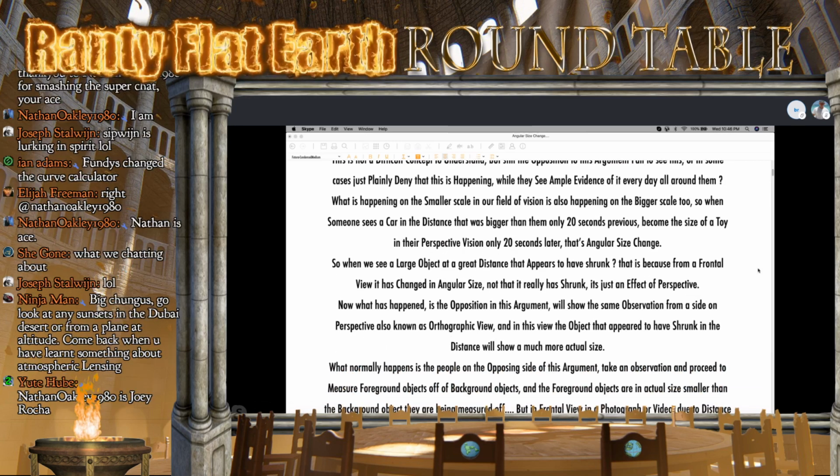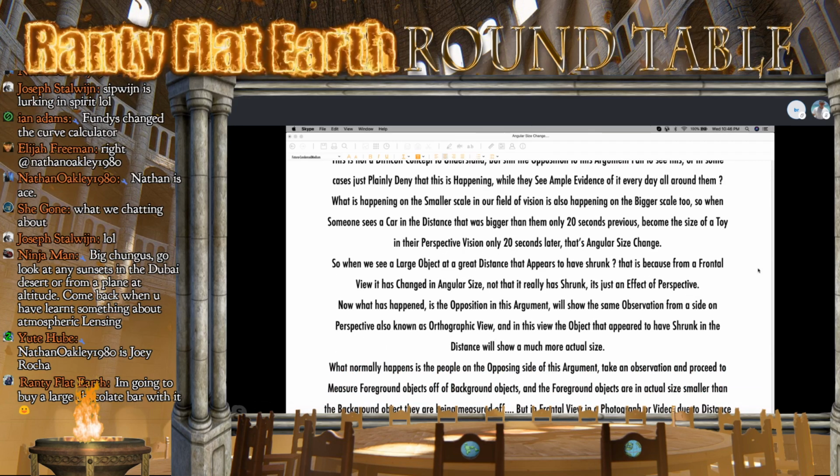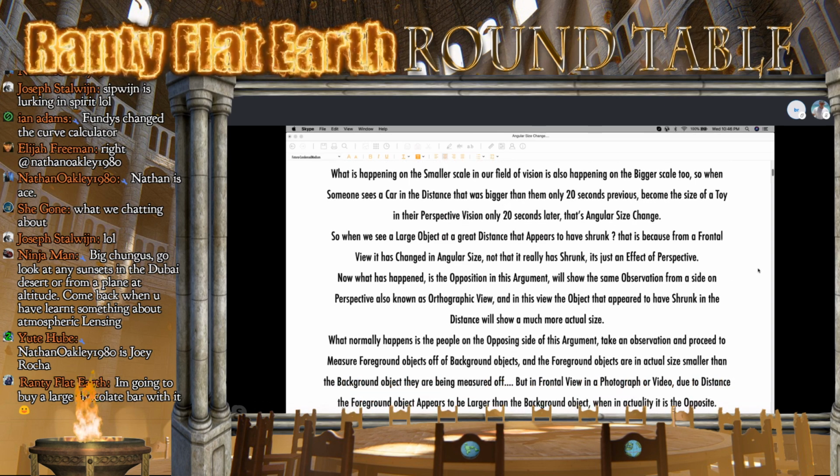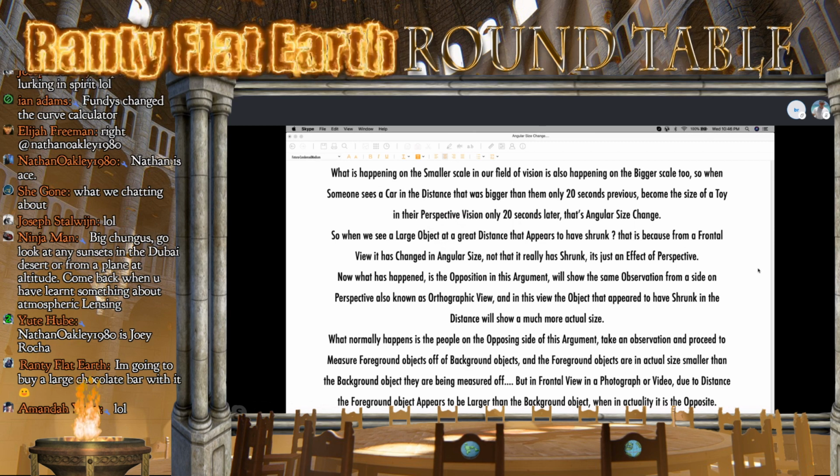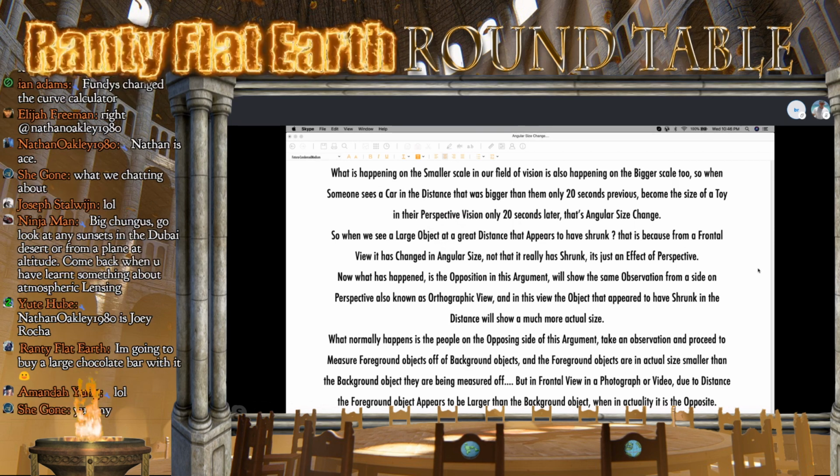Now what has happened is the opposition in this argument will show the same observation from a side-on perspective, also known as orthographic view. And in this view the object that appeared to have shrunk in the distance will show a much more actual size.